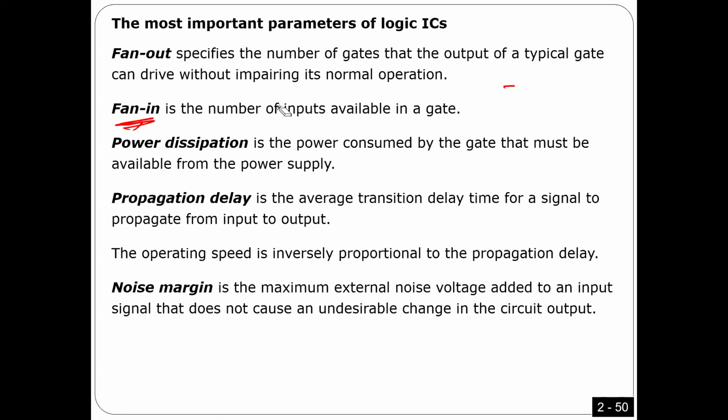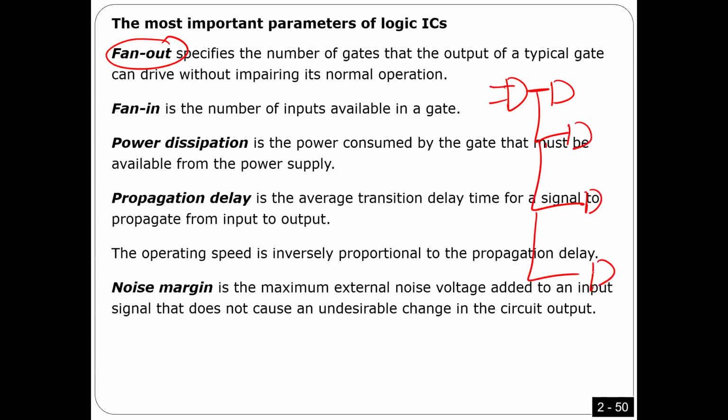Fan out, that's what I explained in lab number three. If you have one gate and I want to create a logic circuit, I want to connect other gates to its output. The question is, how many gates can I connect as the output? Is there a limit? Can I put any number of gates, or is there a limit? For sure there is a limit. Why is there a limit? I'm going to tell you why.